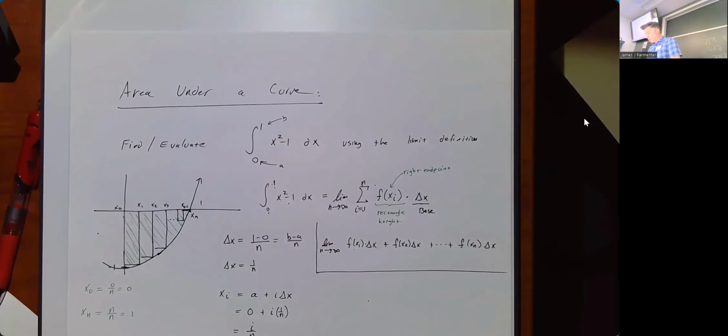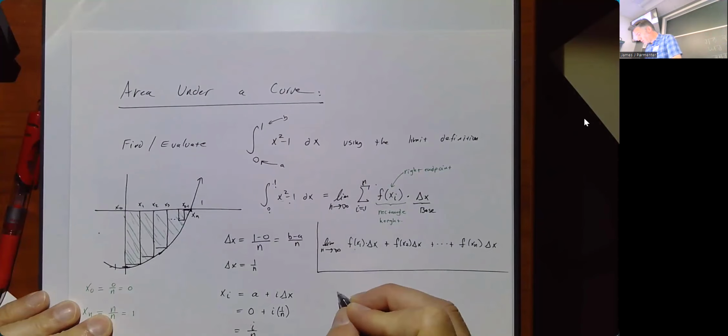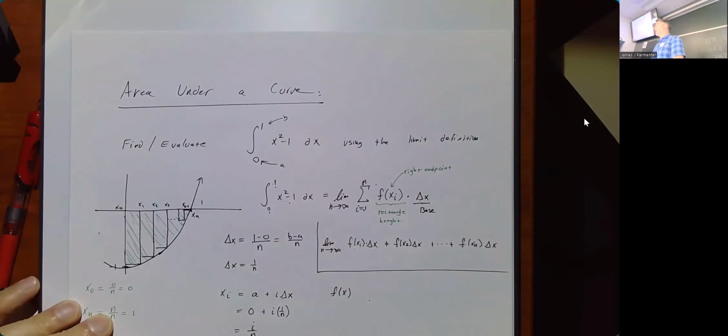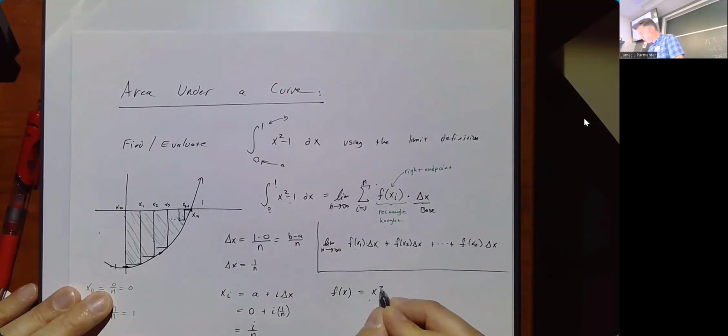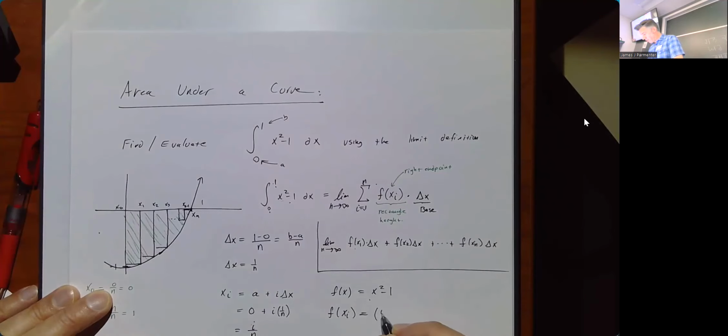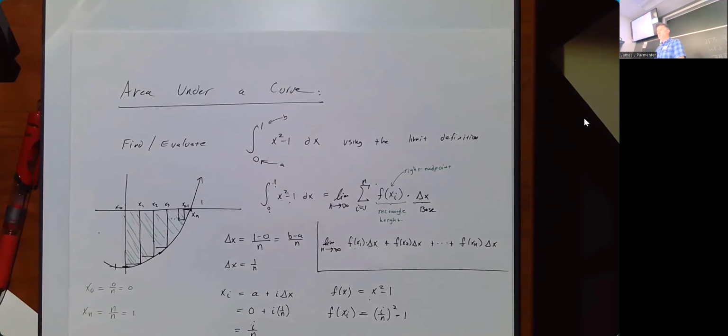And then finally, our function is just the thing we're integrating. It's just the thing we're finding the area under. So our function is x squared minus 1, and our f of x sub I is, I'm just substituting x with I over n. So it's I over n squared minus 1. Now we have all the pieces so that we can do the terrible algebra.